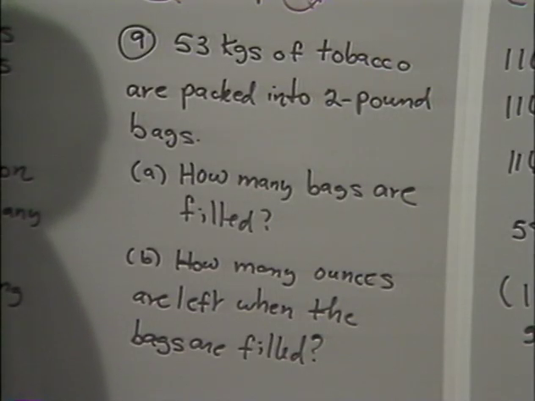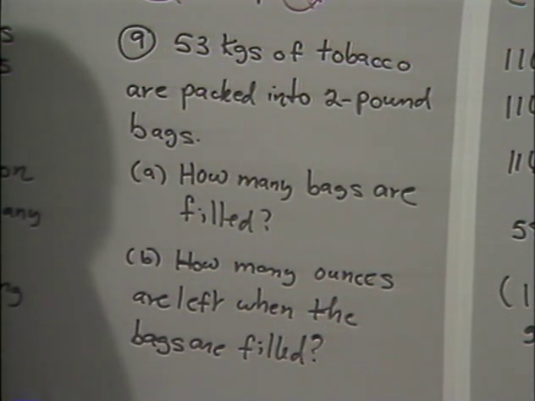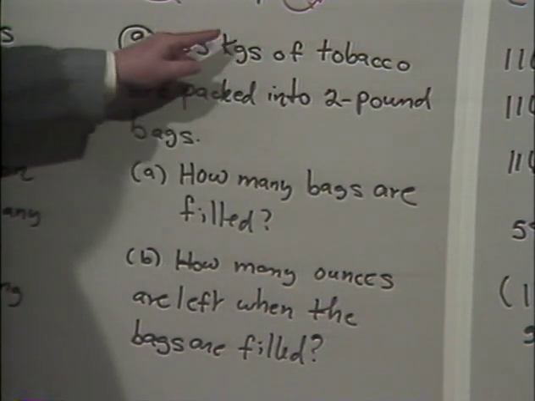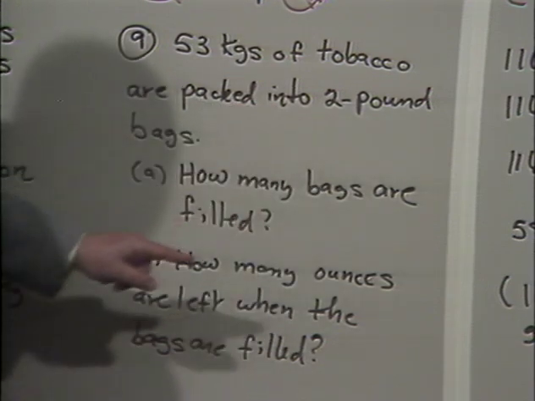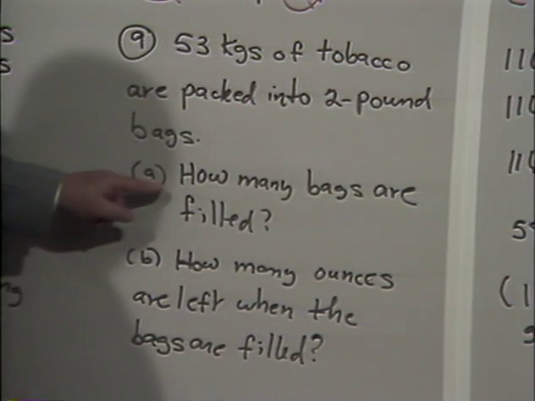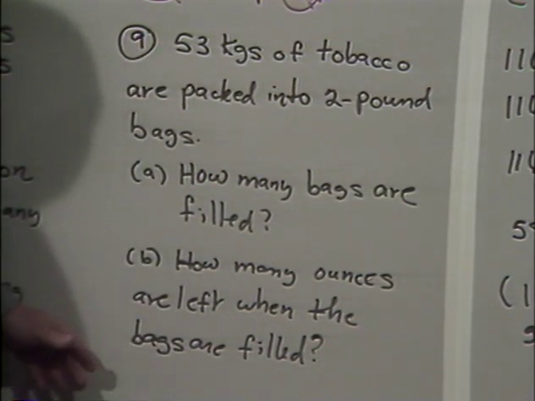Okay, here's a problem for you. You have 53 kilograms of tobacco. That's a safe word to use. You have 53 kilos, and you're going to pack it into 2-pound bags. You see what's happened over here? A metric measurement, but an English container system. And the question says, how many bags are going to be filled when you filled up the bags, and how many ounces are going to be left over after the bags are filled?